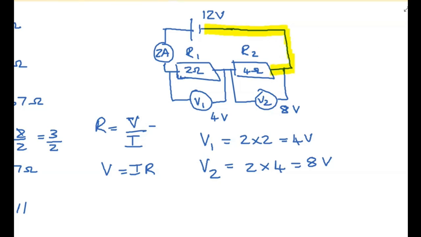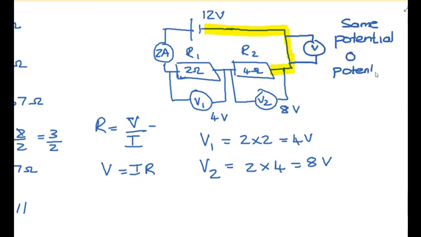So if I look at everything that I've done at the moment that is yellow, and I had to put a voltmeter from yellow to yellow, anywhere on that yellow line, those 2 points on my circuit are at exactly the same potential. And because they're at the same potential, there is 0 potential difference. So that voltmeter is going to read 0 volts because there's no difference.